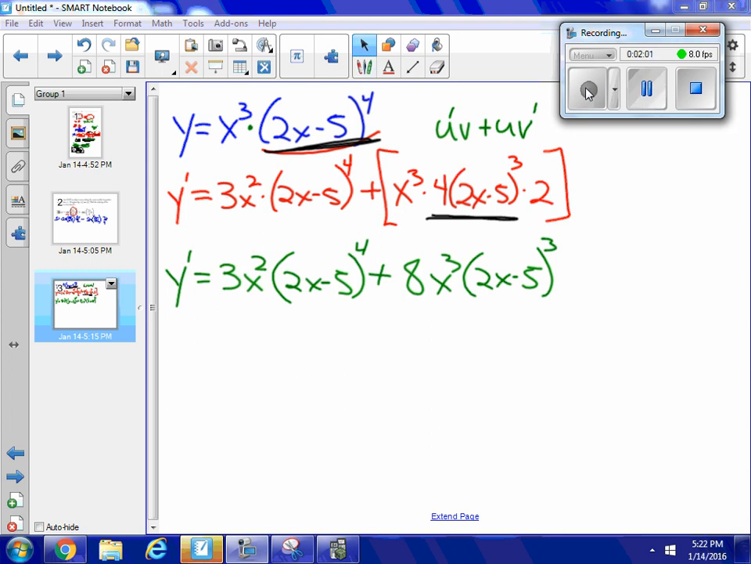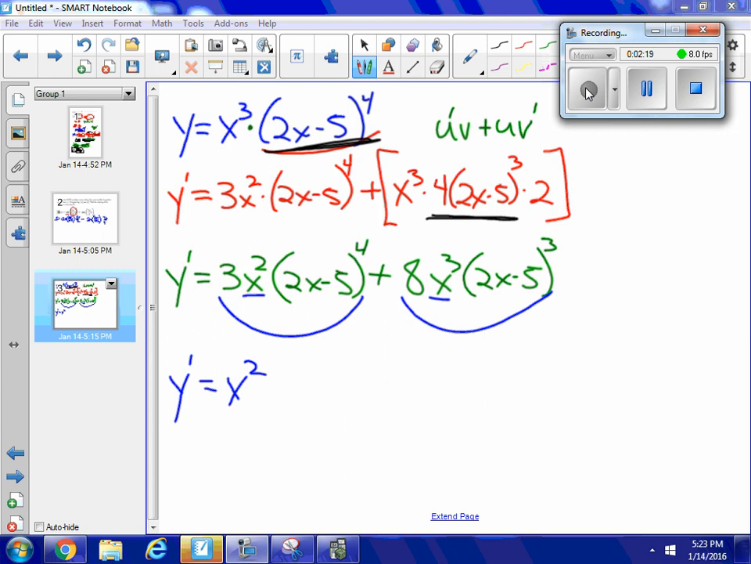And now to further simplify this, I have to see that in this binomial, that plus that, I have some common terms. I have x squared as a common term, so I'll take out an x squared. And (2x minus 5) cubed is a common term. So I can take out an x squared times (2x minus 5) cubed.